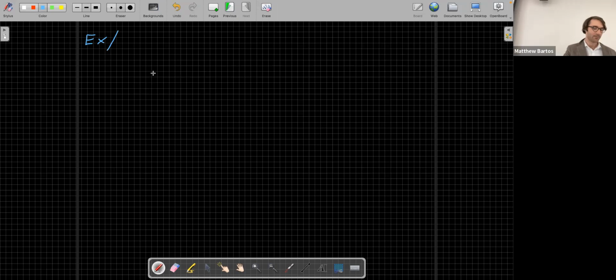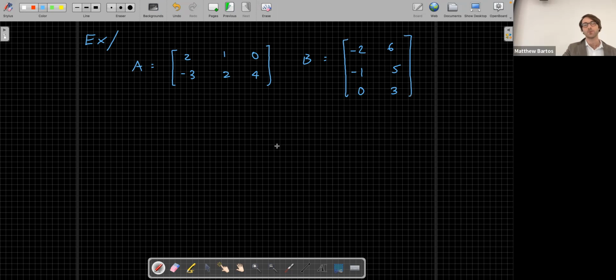Okay, so let's say we have A is equal to 2, 1, 0, negative 3, 2, 4. Our B is equal to negative 2, 6, negative 1, 5, 0, 3. Okay, so what we're going to do is go through. We're going to take this row of A, take the inner product with the first column of B, then we're going to take the first row of A, inner product with the second column of B, and do that for each combination here. Okay, so what we'll end up with is AB.